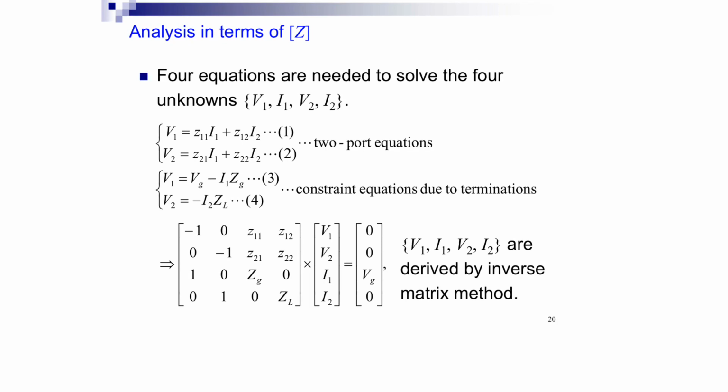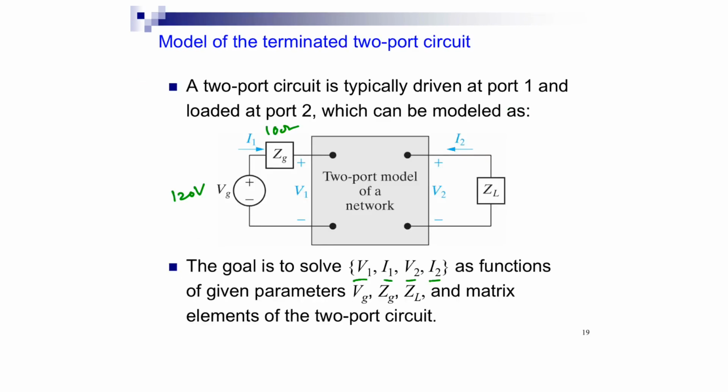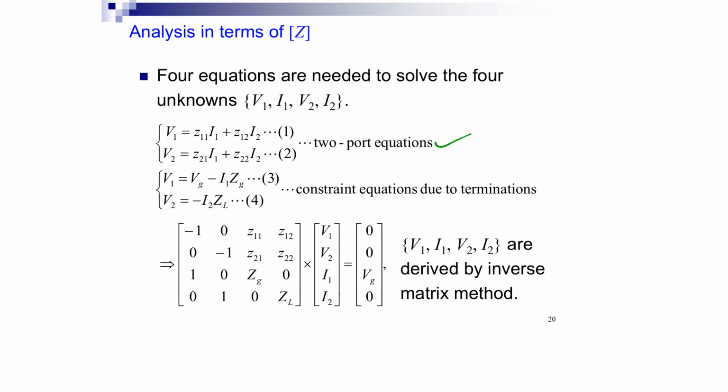First two are from the two-port equations, and the third one is V1 is equal to VG minus I1 into ZG, and V2 is equal to minus I2 into ZL. Previously VG was not considered; if you consider VG minus 10 I1, you can write it. So these are the equations. From these four equations you can write the matrix form and solve for V1, V2, I1, I2. But this is also not required.